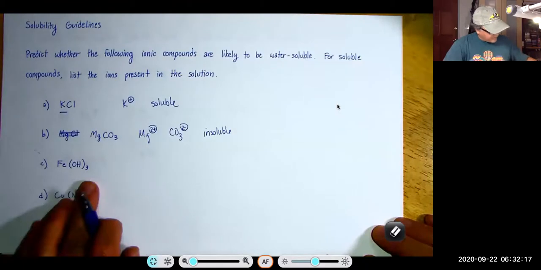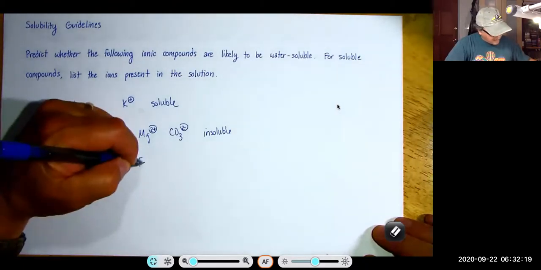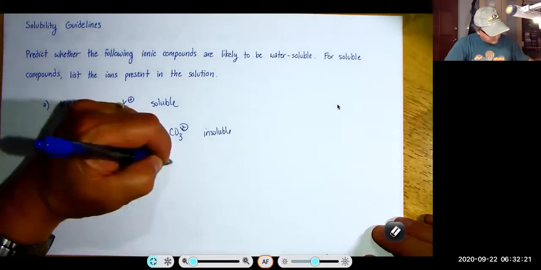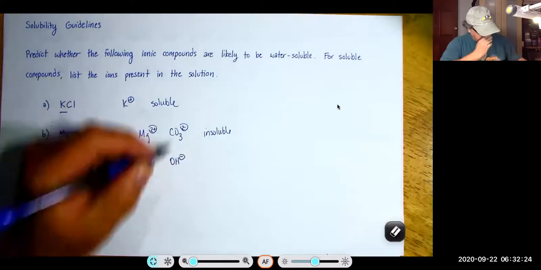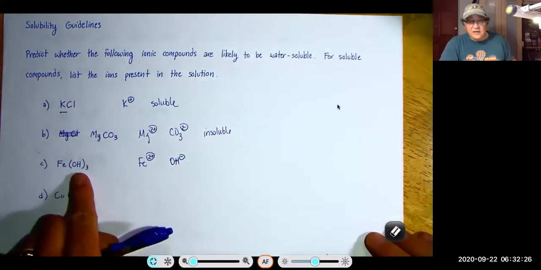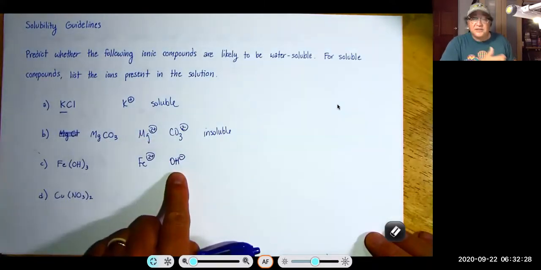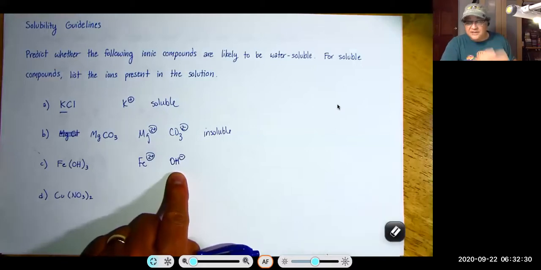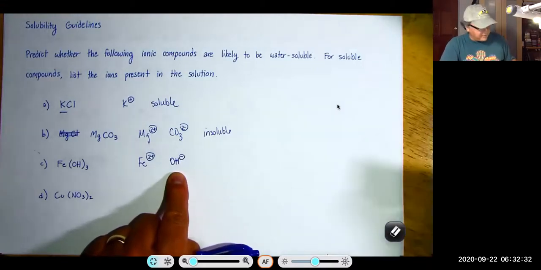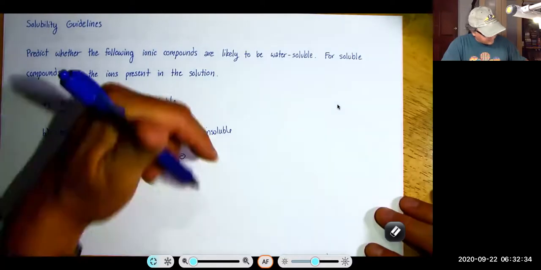How about this iron hydroxide? Well, there's no rule for iron, but there is one for hydroxide. So the hydroxide ion is insoluble unless combined with sodium, potassium, lithium, or ammonium. So this is insoluble.